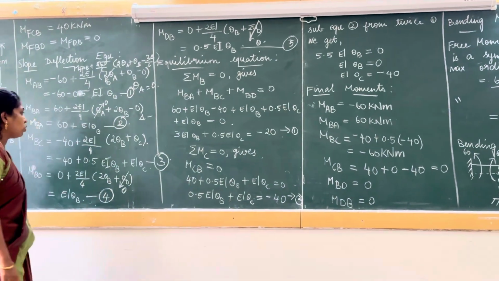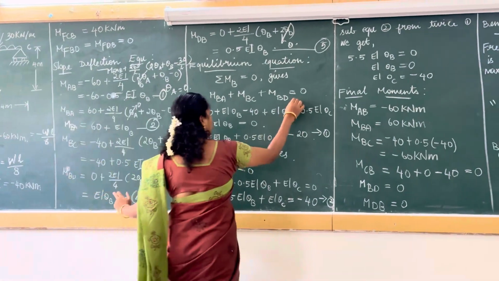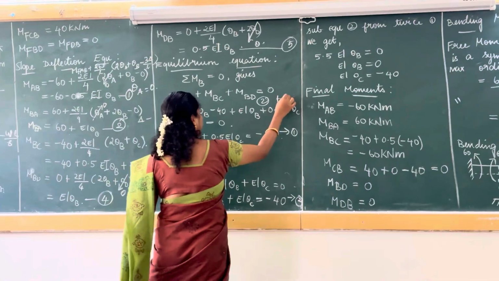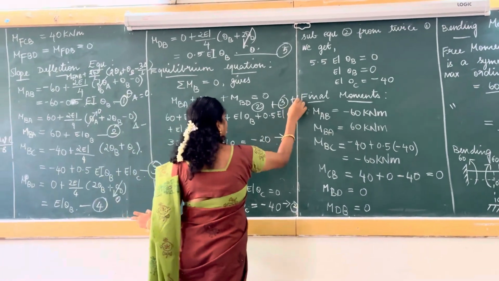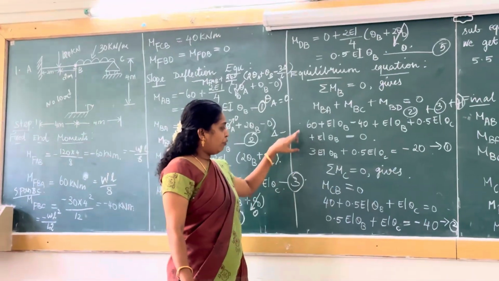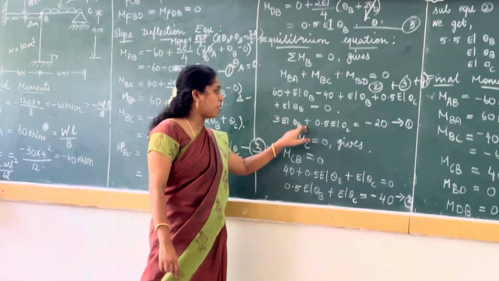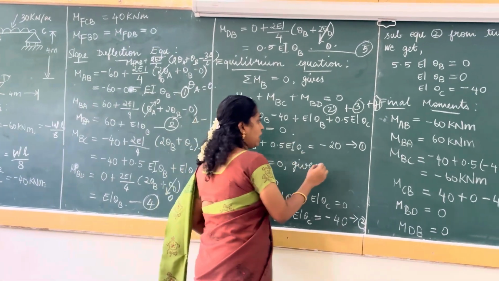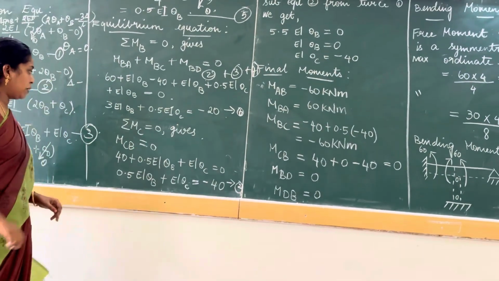Now we are going to substitute the values. That is equation 2, plus BC is equation 3, plus BD is equation 4. So now we are going to add these 3 equations. Finally we get the equation as 3 EI theta B plus 0.5 EI theta C. We will call this equation number 6.